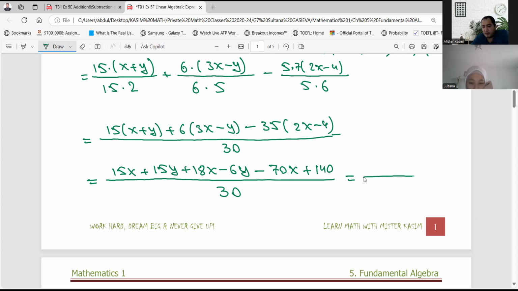And now let's simplify. Here we have 30 below. 15x plus 18x is 33x. 33x minus 70x is negative 37x. 15y minus 6y is just 9y. And here we have plus 140. That's it. So we have simplified, or expressed, these fractions as a single fraction. This is really important in solving equations: we have to combine them into a single fraction and solve it, okay?